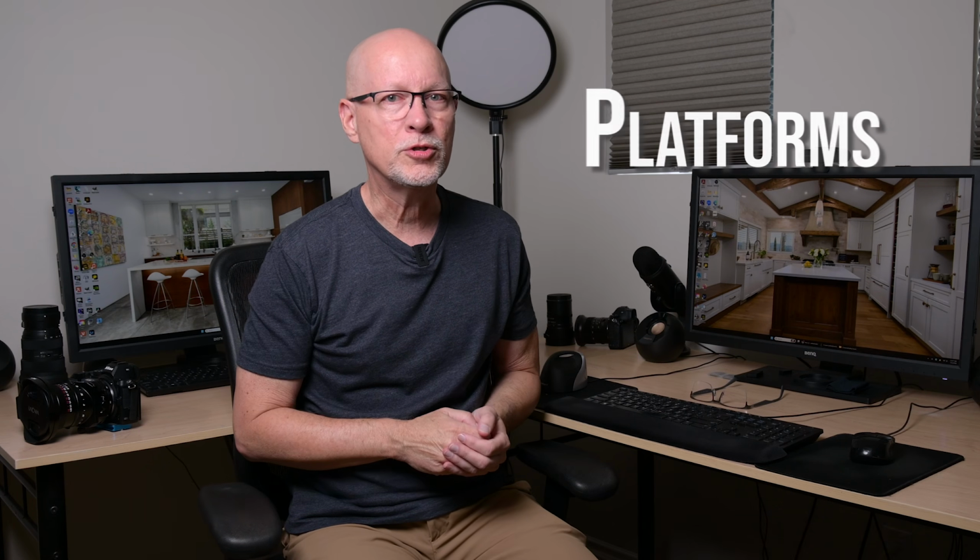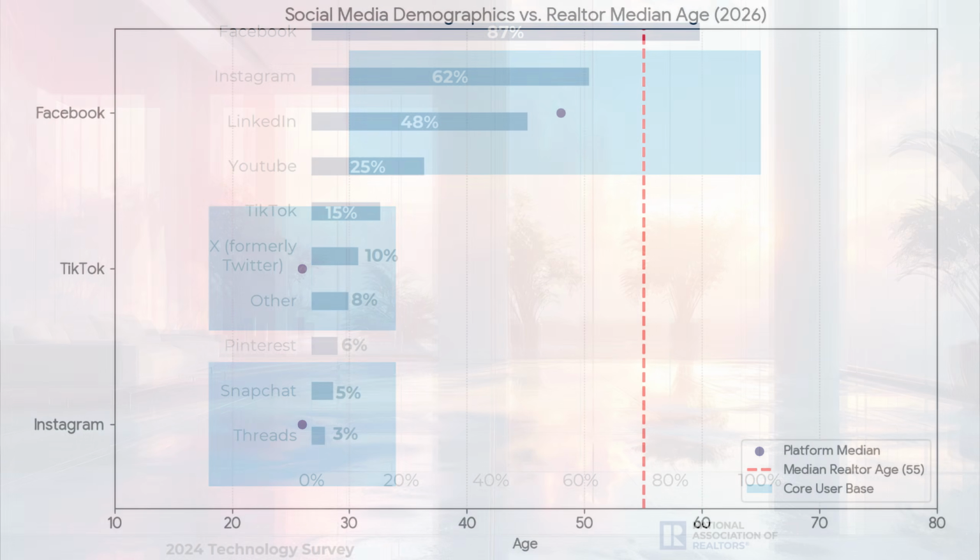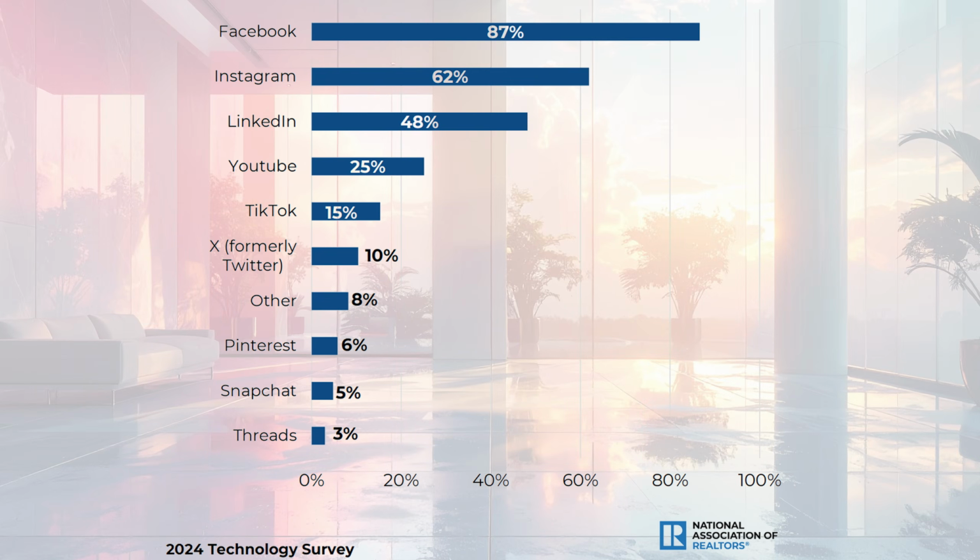But what platform should you be using for your social media posts? Well, this is a tricky one. Although we often think of Instagram as being the number one social media platform, it's different when it comes to real estate since the median age of realtors in the US is 55. Facebook's age demographic falls between 30 and 65 plus years of age, where 76% of Instagram users are under the age of 30. So this also jives with recent stats by the National Association of Realtors, where 87% of realtors use Facebook and 62% use Instagram.